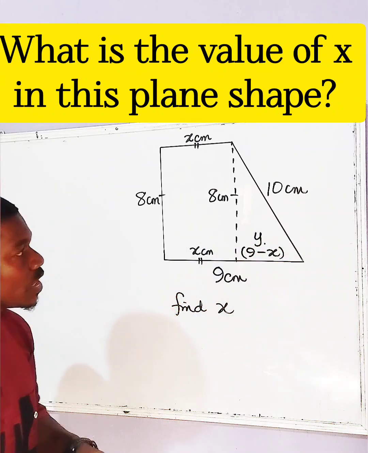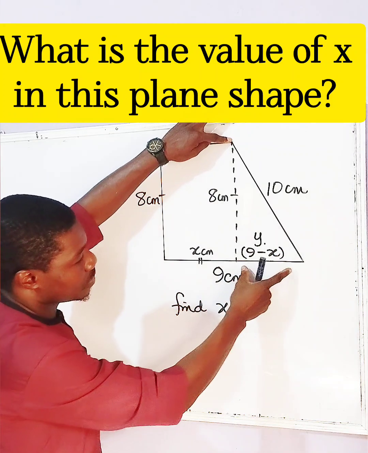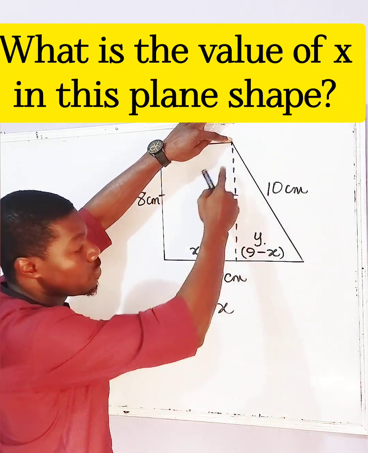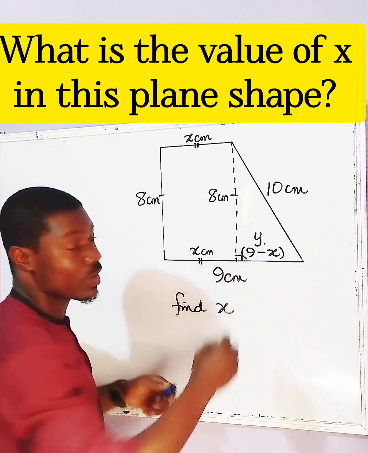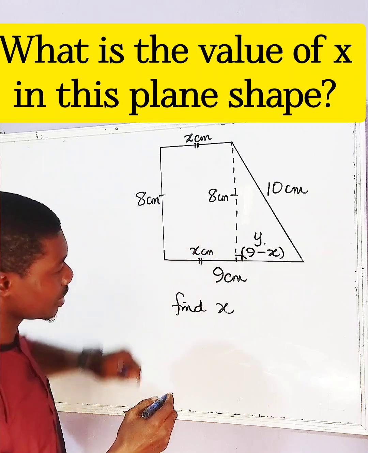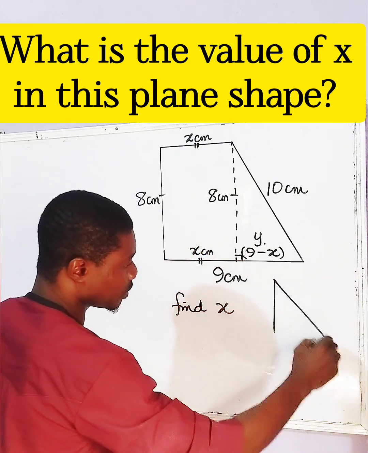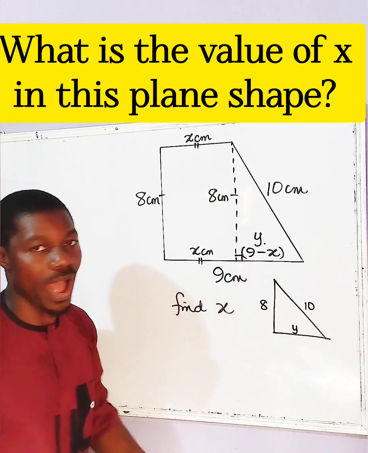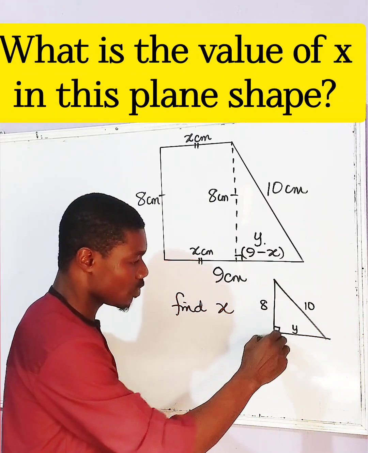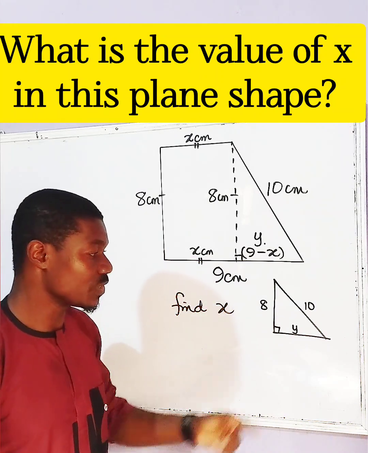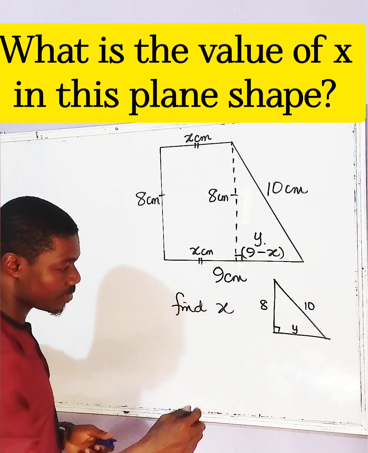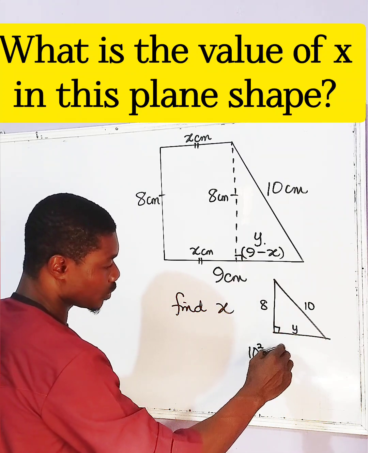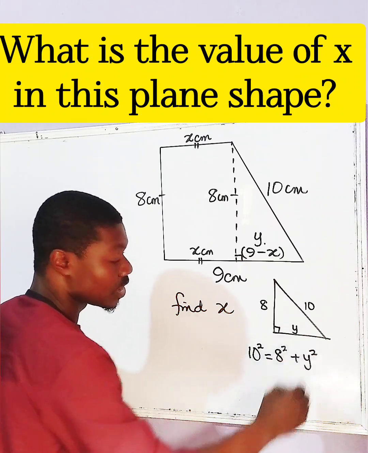Now if you cut out this triangle, you get to see it's a right angle triangle. If this is true, then we can map it out. For here is 10, then this is 8, and let's make this y. Since it's a right angle triangle, we can find the value of y using the Pythagoras theorem. And by that we say the hypotenuse squared equals the opposite squared plus the adjacent squared.